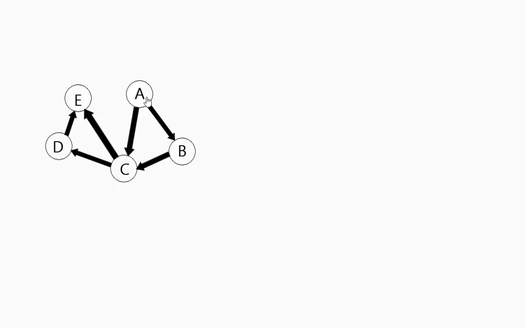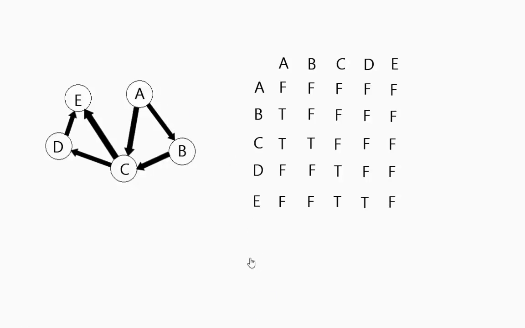A directed graph is only one directional, so A is directed to B and B is directed to C, but notice that B is not directed back to A. We could have a second arrow which points that way for a directed graph, but in this case we don't have that. One way we can represent this is in something called an adjacency matrix.